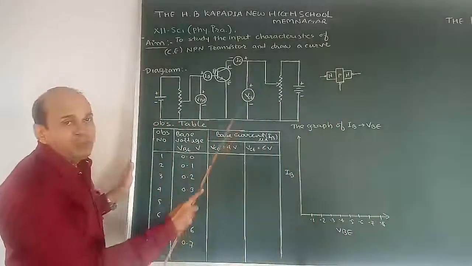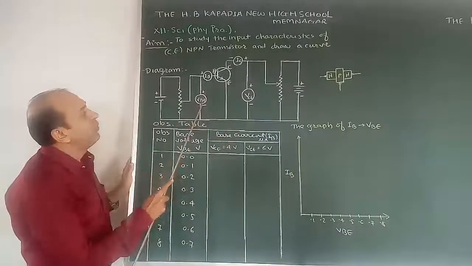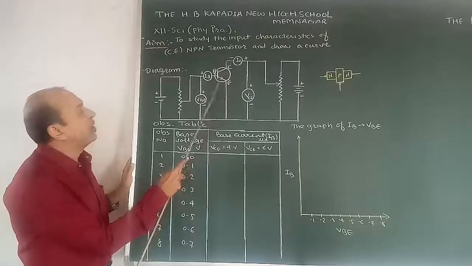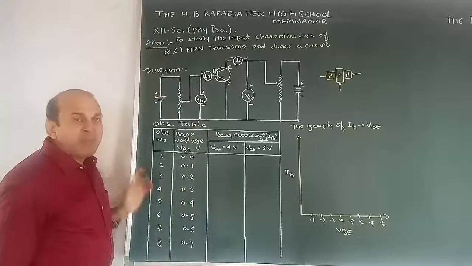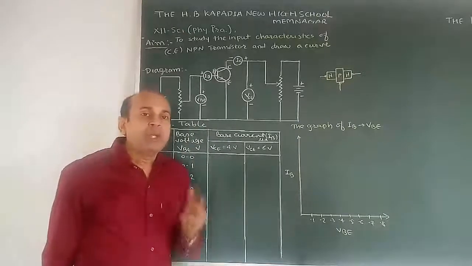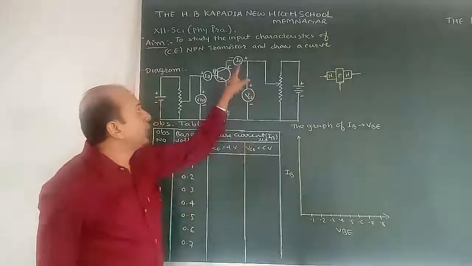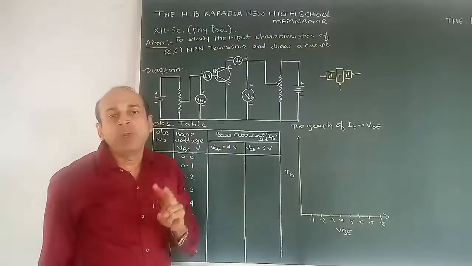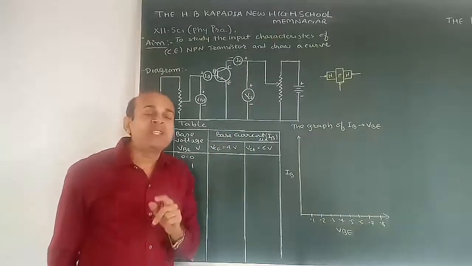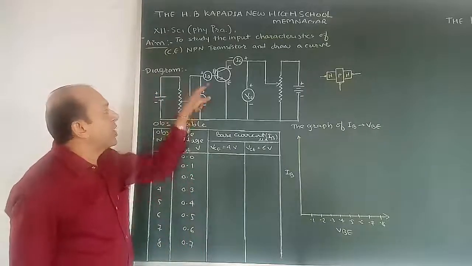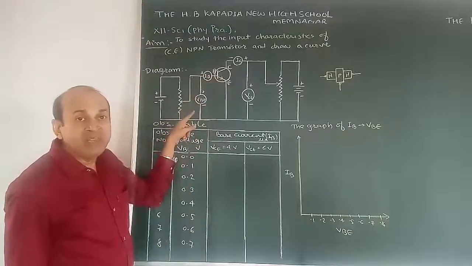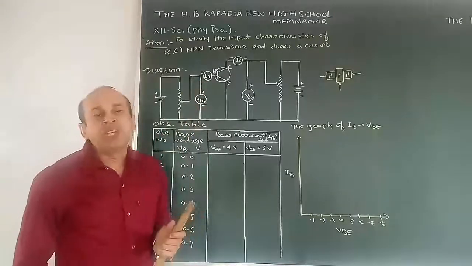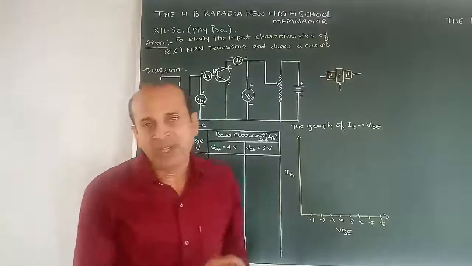For the input circuit, we will change the voltage across base and emitter and find the current passing through it. For that, we will take two different positions in the output, when VCE is equal to 4 volt and VCE is equal to 6 volt. What changes occur in IB when you change the voltage across base and emitter, that is VBE? Let me study it practically in the circuit diagram.